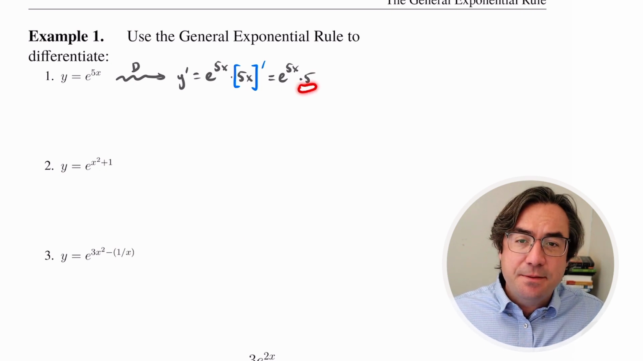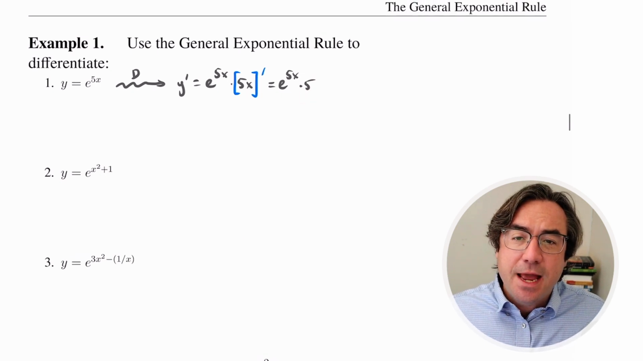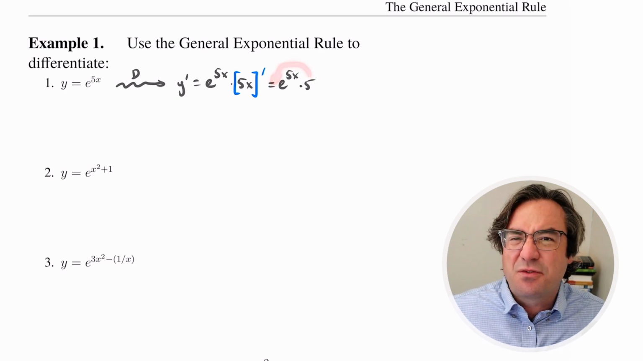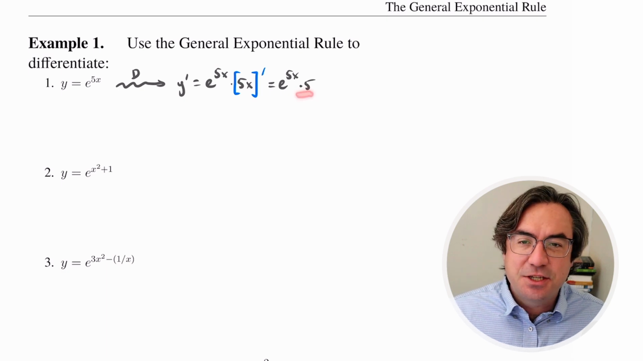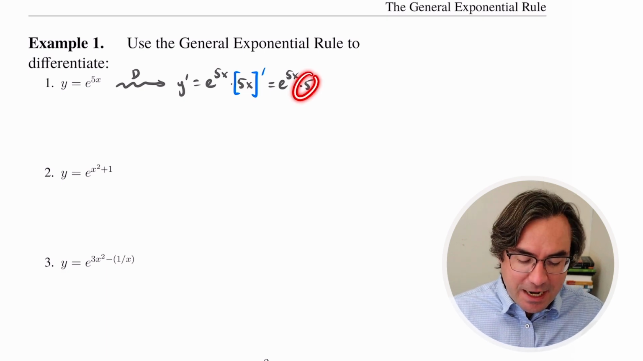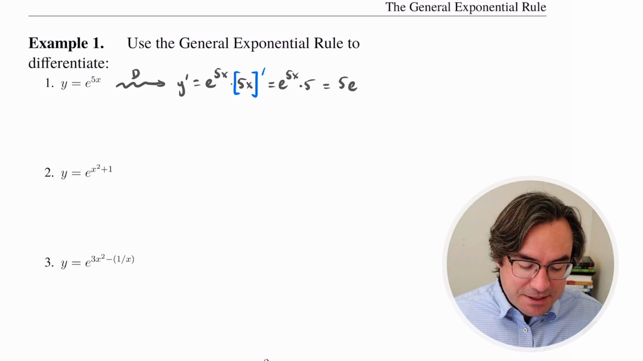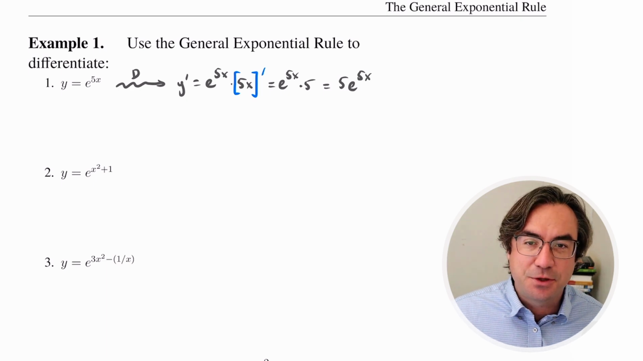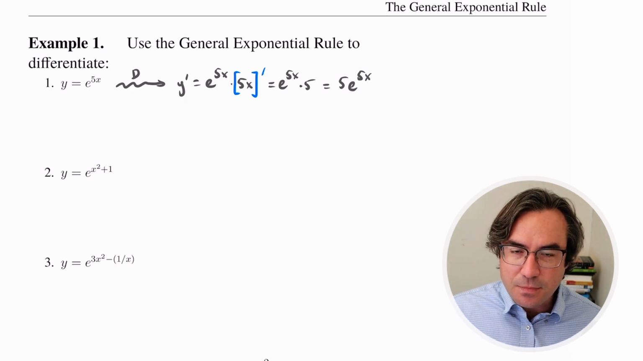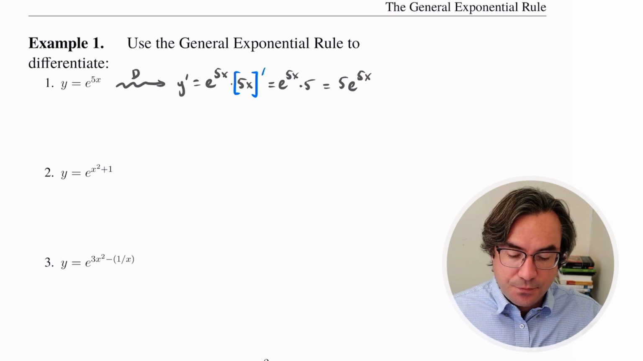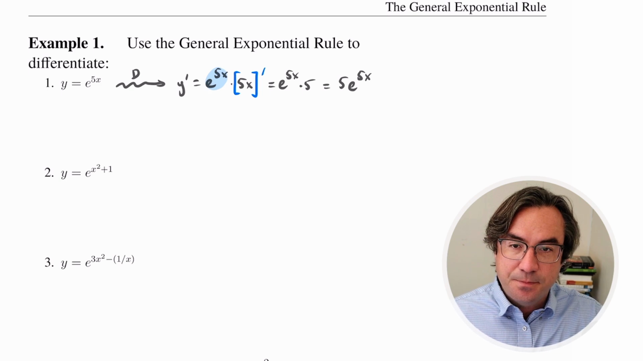Usually it's a good idea to take that term at the end and move it to the front, so it's easy to lose track of terms. I like to put constants in front. Not really necessary, but it is helpful usually. So put the 5 in front. All right, so that's the idea. This is our general exponential rule. The exponential part stays exactly the same, and then we're multiplying by the derivative of the exponent.